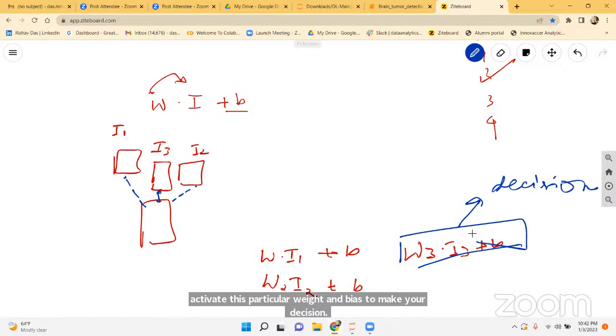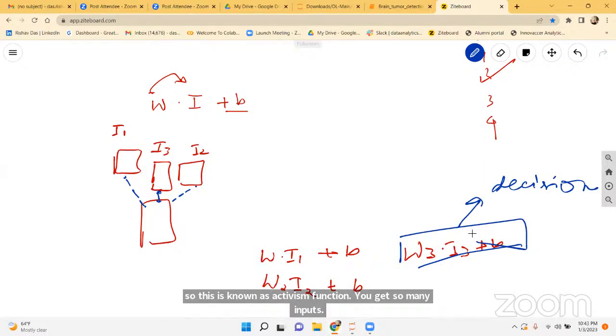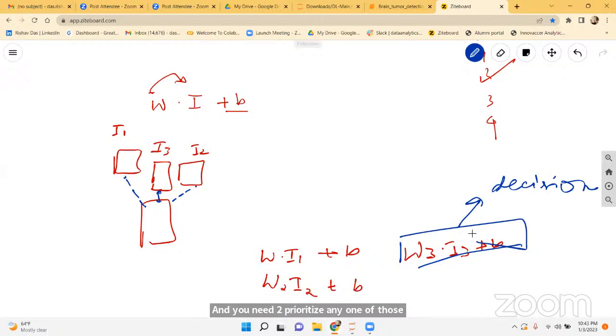Based upon these three vehicles I1, I2, I3, how much acceleration you should apply so that you don't collide with a vehicle, or whether you should go left or right, or how much clutch you should put so that you don't collide with this vehicle. Clear? So this is known as the activation function. You get so many inputs and you need to prioritize the one which has a larger weight, a larger contribution, and based upon that you make your prediction.